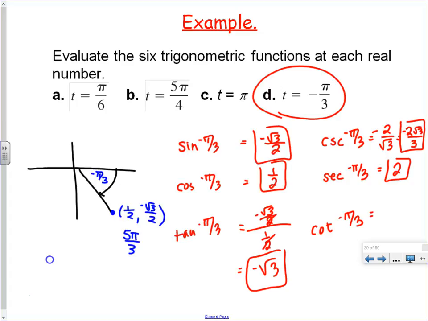Cotangent. Wait, how do you flip them? He doesn't have a bottom. If he doesn't have a denominator, what is it understood to be? 1. So when you flip it, what are you going to get? He needs to be rationalized also.